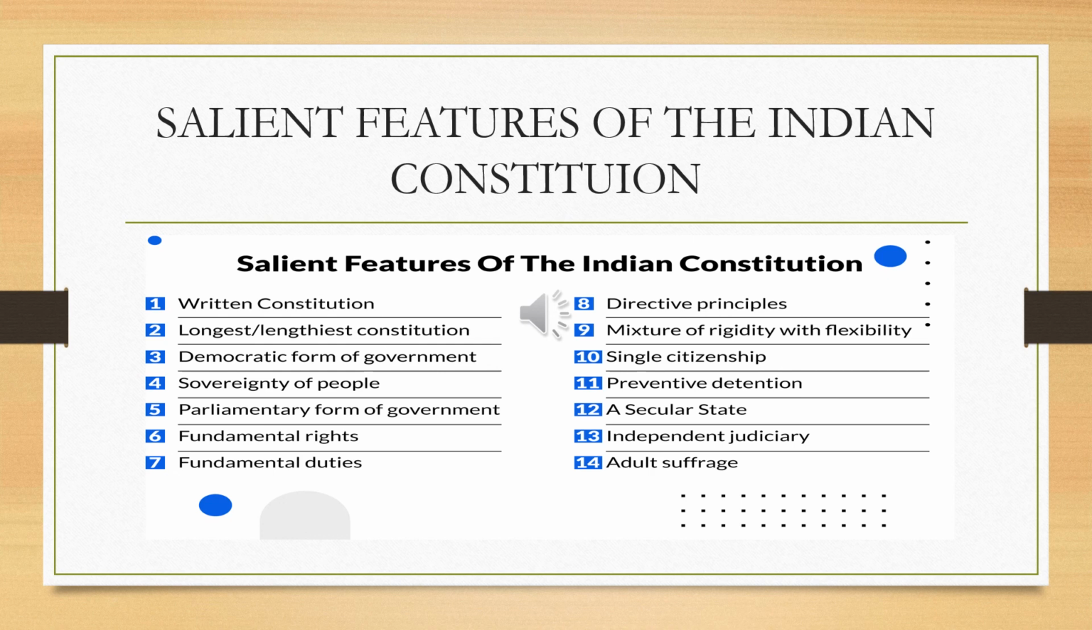Next one, sovereignty of the people. Under the constitution, the people of India are the ultimate sovereign, because it is the people who elect the representatives, and those representatives make laws for the country. So here people are the ultimate authority. Next one, parliamentary form of government. Parliamentary form of government means the political party which secured maximum seats in the legislature forms the government, whether it is in the central or in the state.